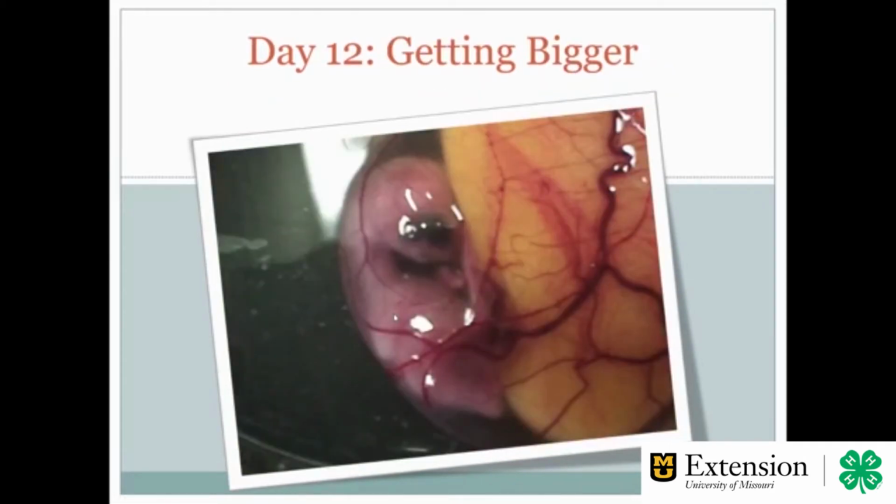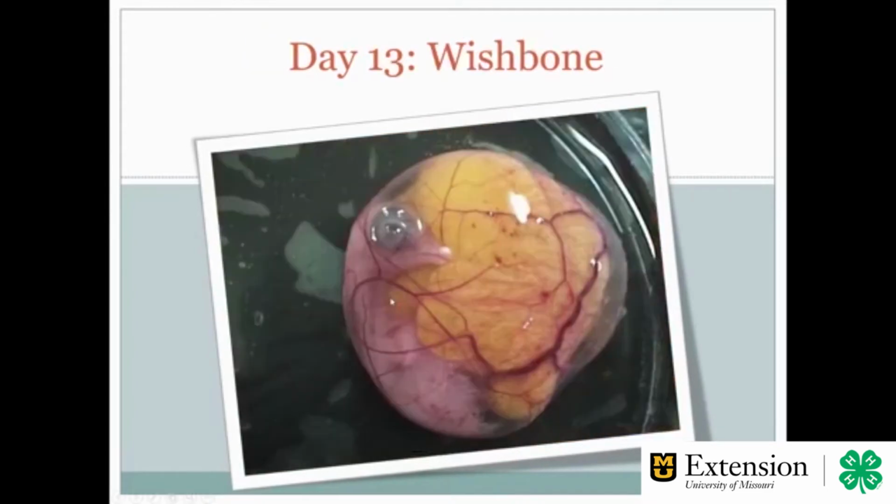Day 12, the ribs begin to ossify. The word ossify means to become hard, so it's not as jelly-like in substance, I guess. And so they start to become hard like bones.